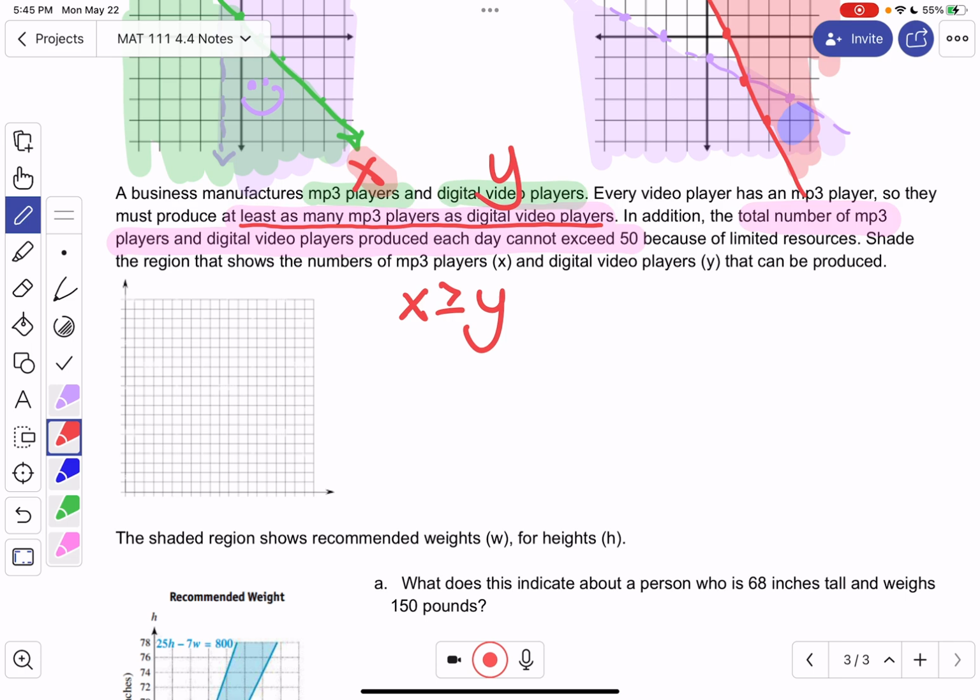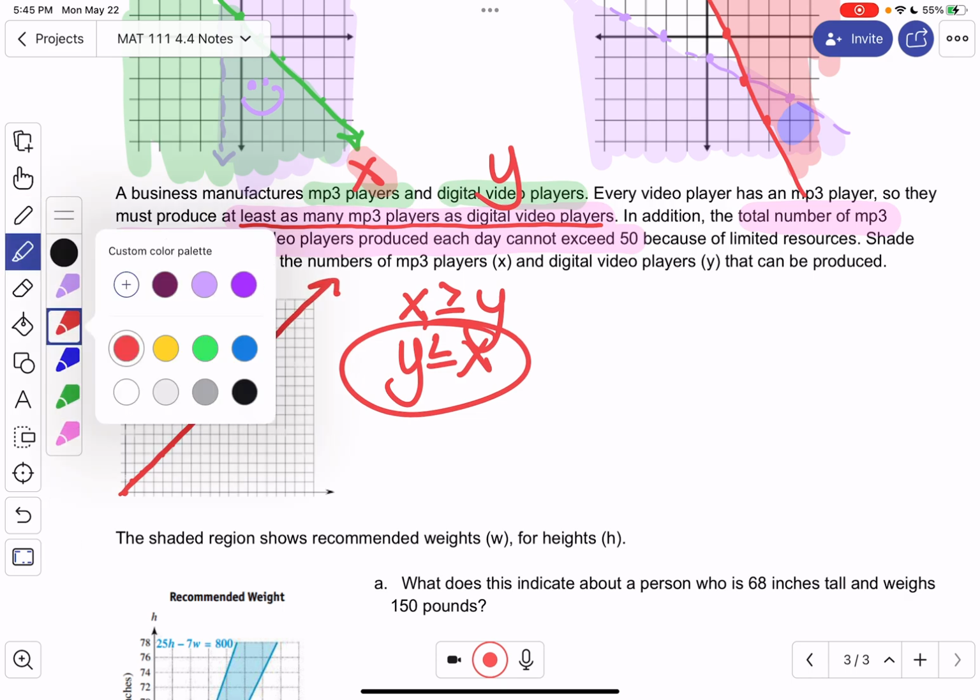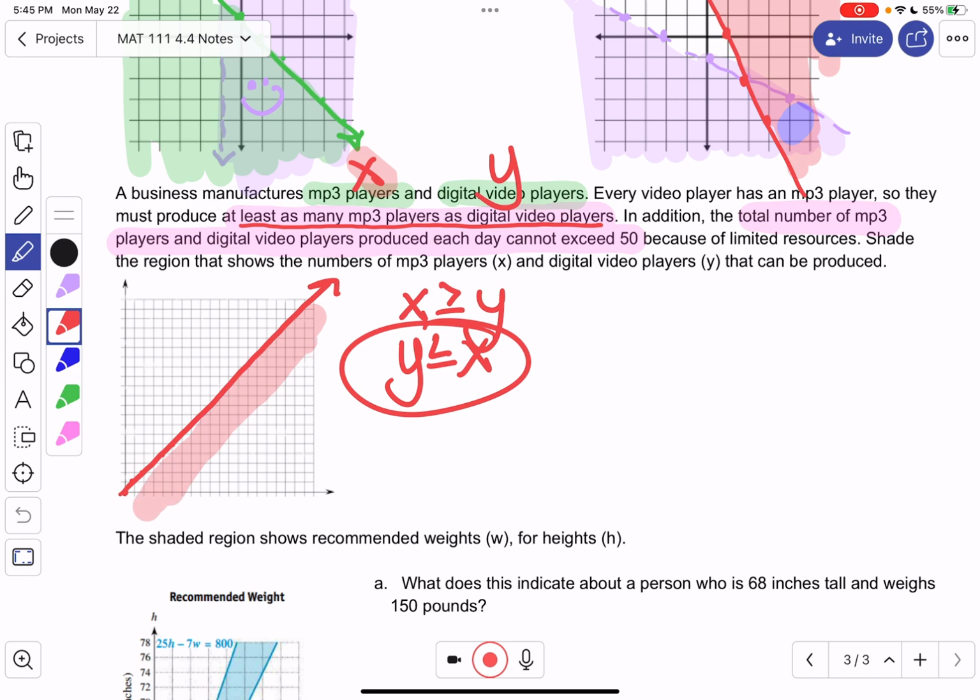If we flip that over so it's written like Y equals, Y is less than or equal to X would be our equation. So our y-intercept would be 0, up 1 over 1, up 1 over 1. So this line right here, and then we shade underneath because we're less than or equal to.